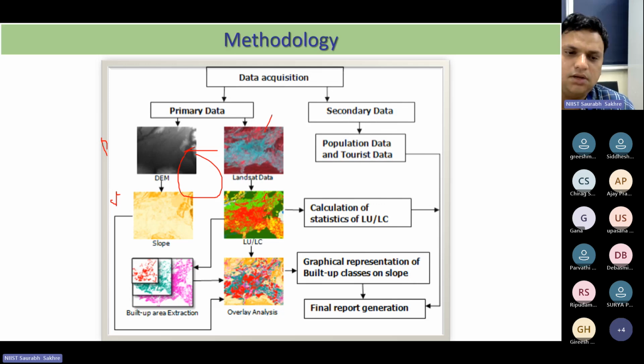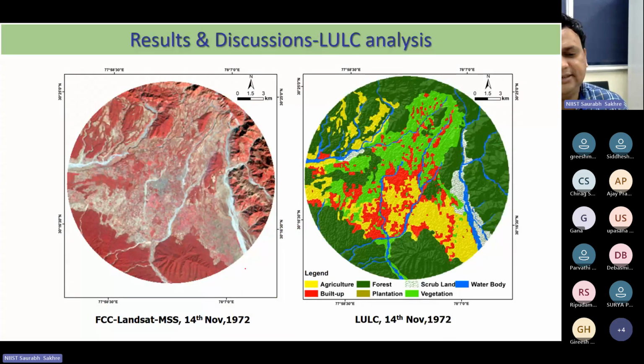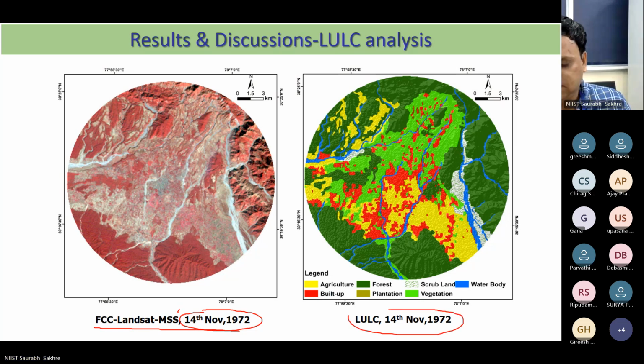Now what you are seeing here on the screen on the left-hand side is the false color composite image from Landsat MSS, Multispectral Scanner, of 14 November 1972. Okay, I hope now you very well know about FCC. And here one can see the land use land cover analysis of the same FCC image with various classes like agriculture, forest, scrubland, water body, built up, plantation and vegetation.